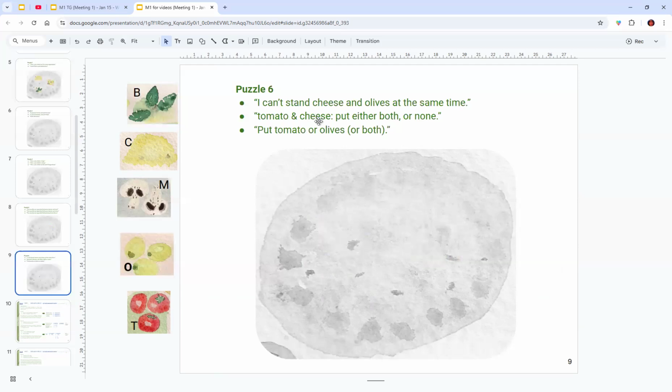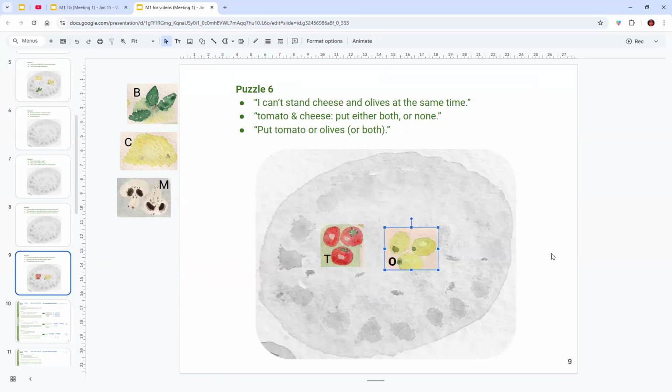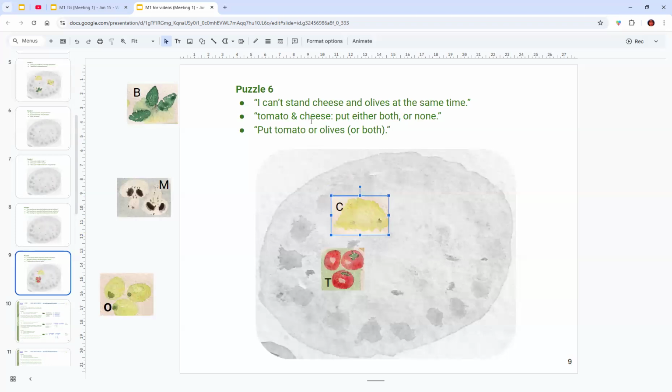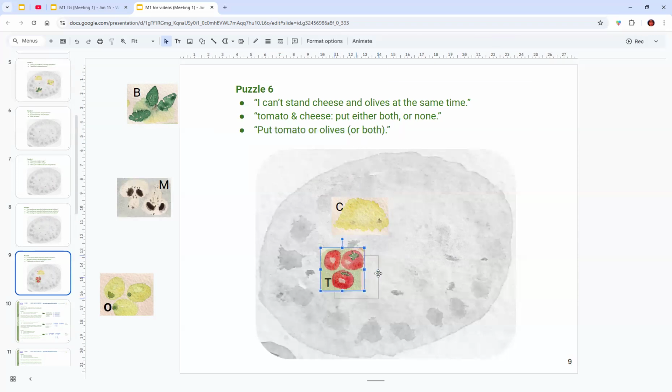Okay, let's take a look at the last one. Let's start with this one. Put tomato or olives or both. Okay. Why don't we put both and see what happens? Tomato and cheese, put either both or none. Okay, I put tomato. So let's put cheese. And then I can't stand cheese and olives at the same time. Oh. Okay, let's erase this one. Okay, and I think that works because then the last one was tomato or olives or both. It's fine. And you can think about whether there's another solution or if this is the unique solution.